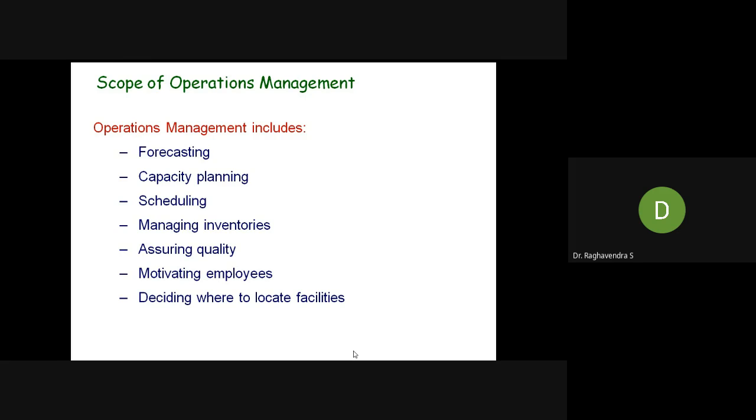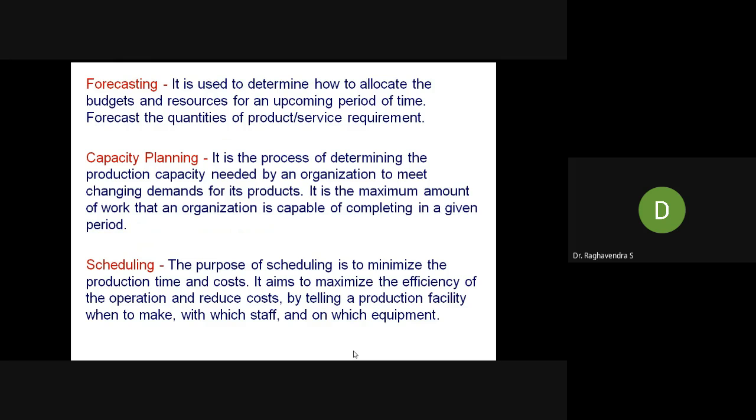Managing the inventories, using the raw materials, stocks, the inventory, how to utilize them, how to release. Assuring the quality is very important. If you do all the good things, but finally the quality is not good, then the customer will not purchase or buy the product. Motivating the employees is very important. Deciding where to locate the facilities.